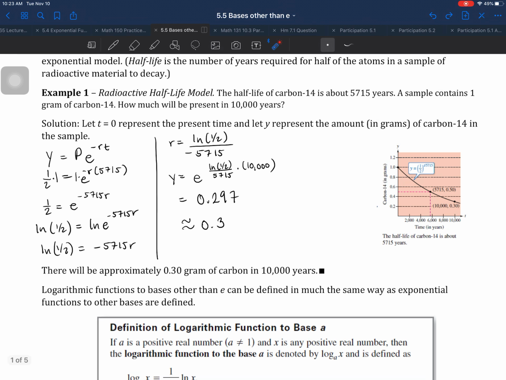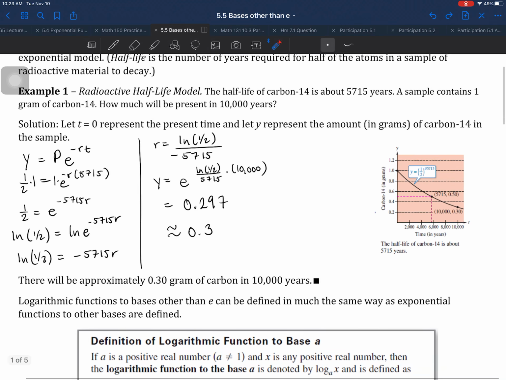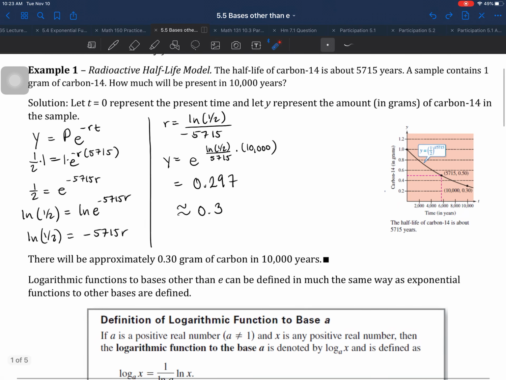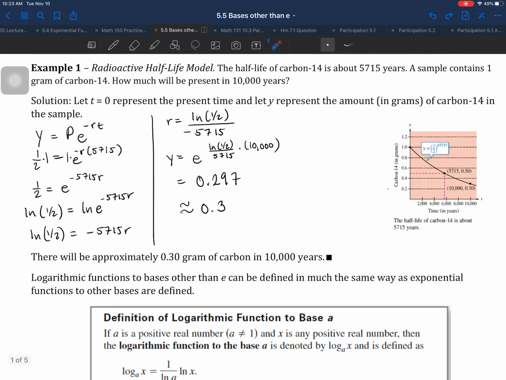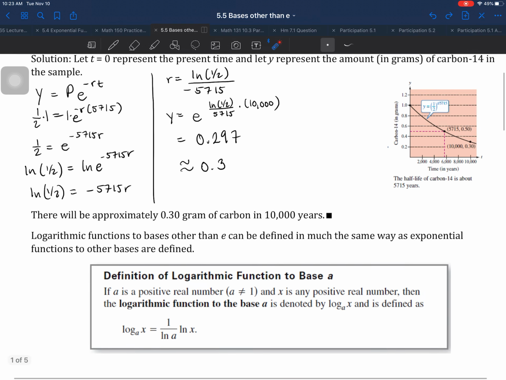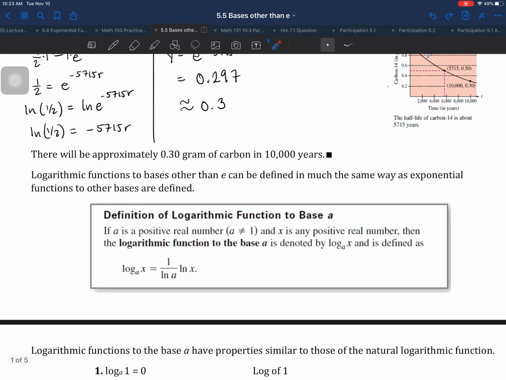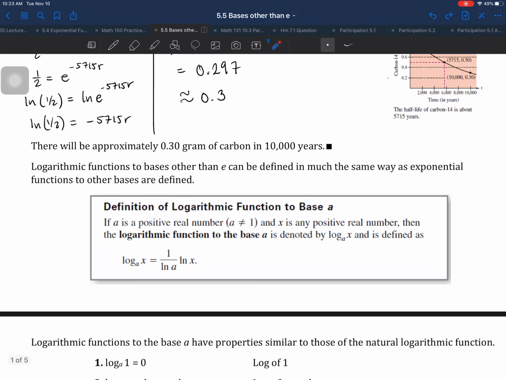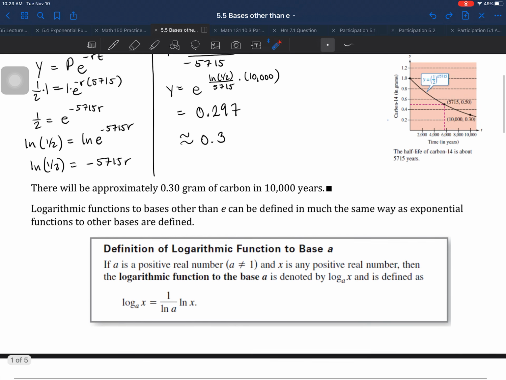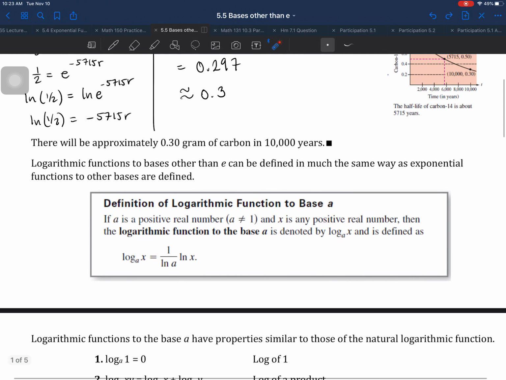And then we round it off, and usually I'll let you know how much I want you to round it off. So therefore we have 0.3 of the substance of the carbon after 10,000 years. Okay, so that's one application of exponential functions and the natural exponentials. Here we use the natural exponential, but we can also see cases where we use the other exponentials.